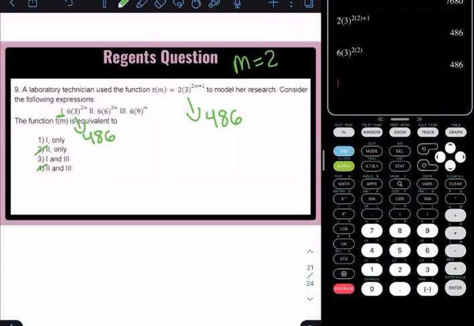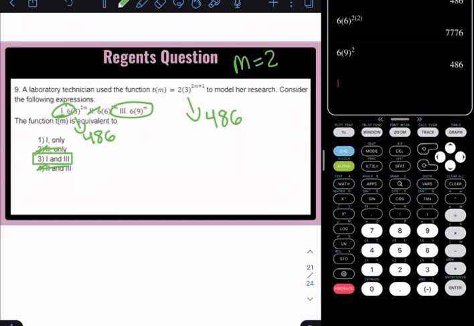Now let's look at number 2, double I. 6 times 6 raised to the 2 and make m 2 would not be the same number, so it's not going to be anything that has 2 in it, so definitely have to get rid of answer choice 4 and 2. And now let's look, is it going to be 3? 6 times 9 raised to the 2 power, this is equivalent, so it's I and III, which is answer choice 3.